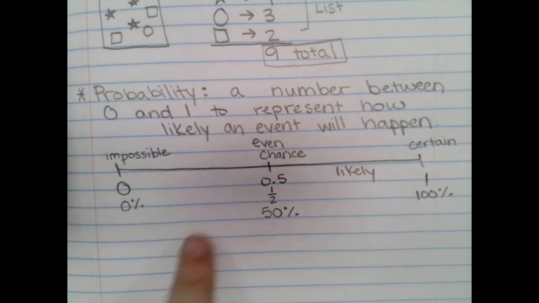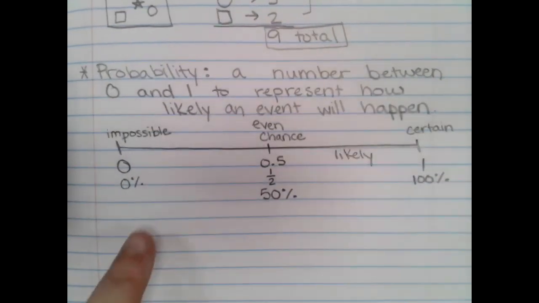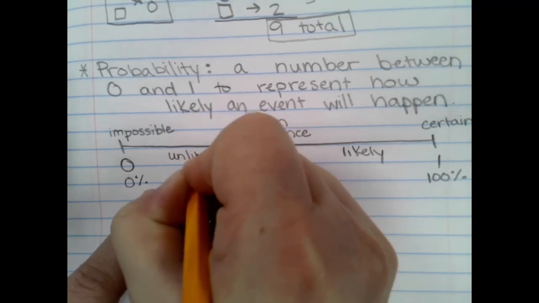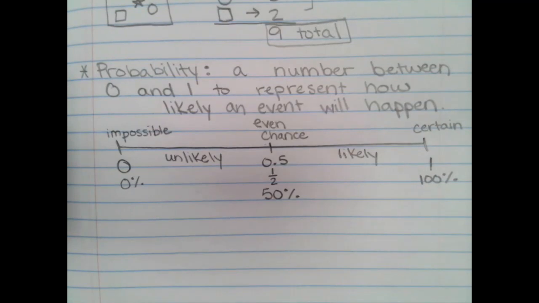But between 0 and 50%, on the other side of that, it's unlikely. Good, we use that prefix un, which means not. So it's not likely. It might happen, but unlikely.